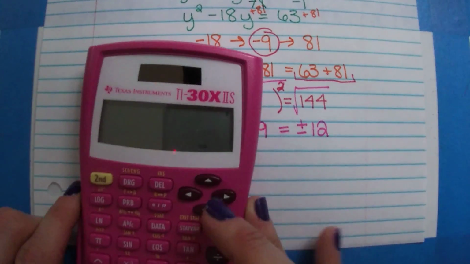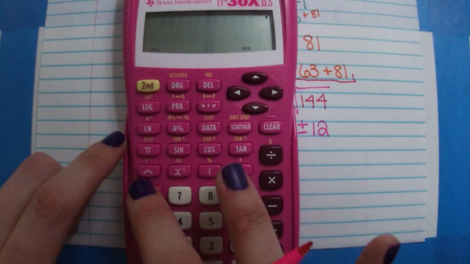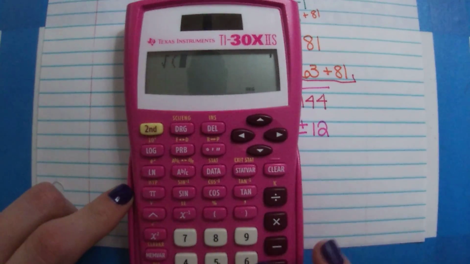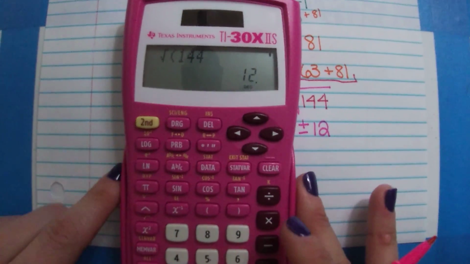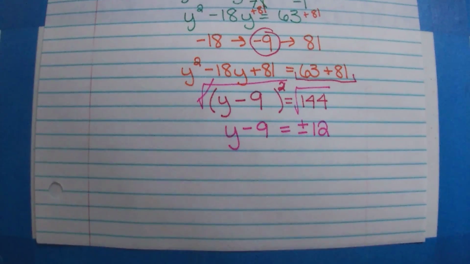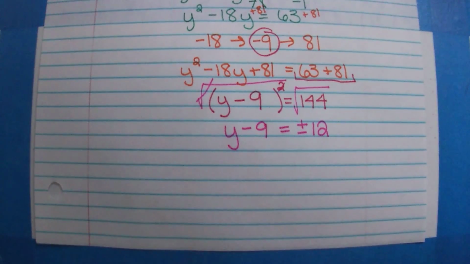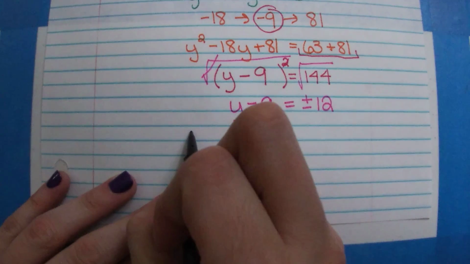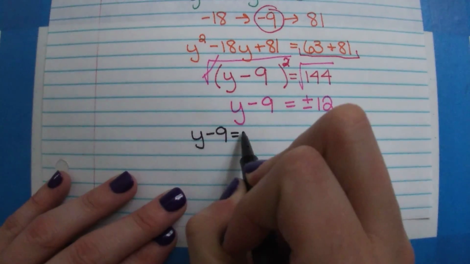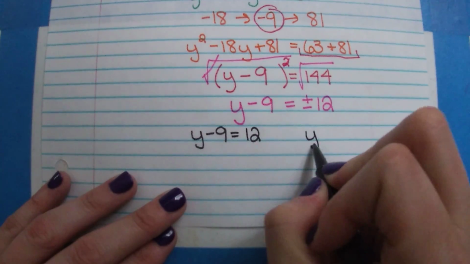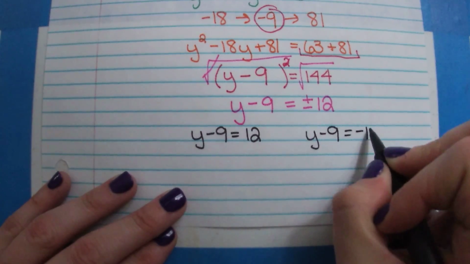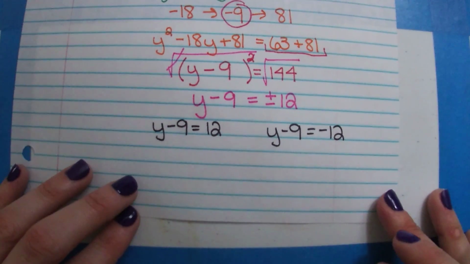If you forget how to do that in your calculator, right, it's second and then the x squared button. And then you'll type in the 144. You just have to remember to add that plus or minus. And then as our last step, we are going to solve both equations. So y minus 9 equals 12. And y minus 9 equals negative 12.